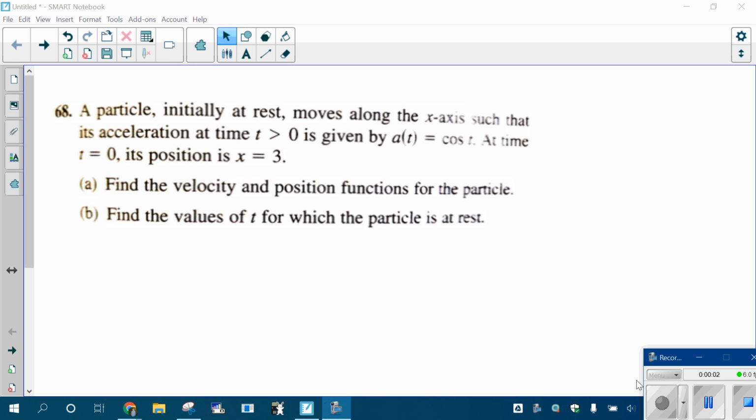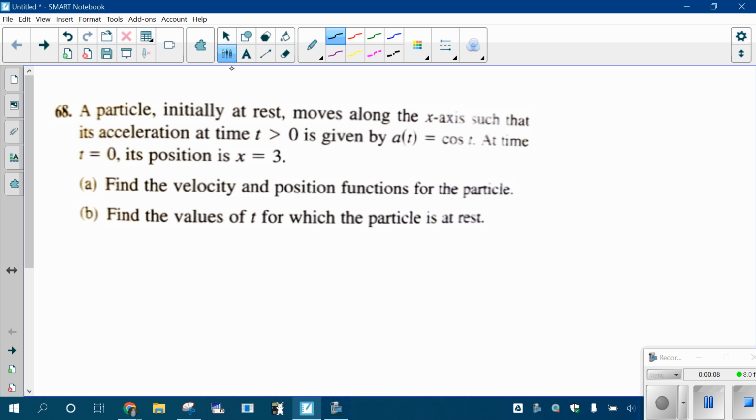Hey everybody, Mr. Covey here, and I just wanted to go over 4.1 number 68 because there's just one really tricky thing about it. So it says a particle, initially at rest, moves along the x-axis such that its acceleration is given by this function. So it gives us that acceleration function. And then they tell us at time 0, they give us a position of 3.